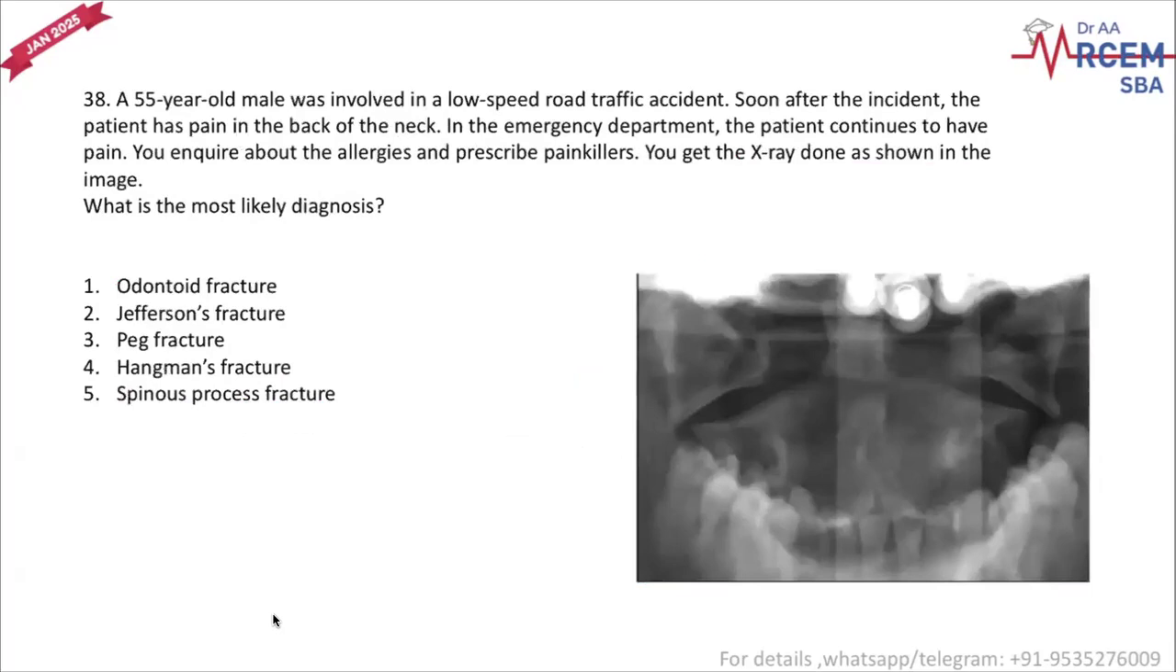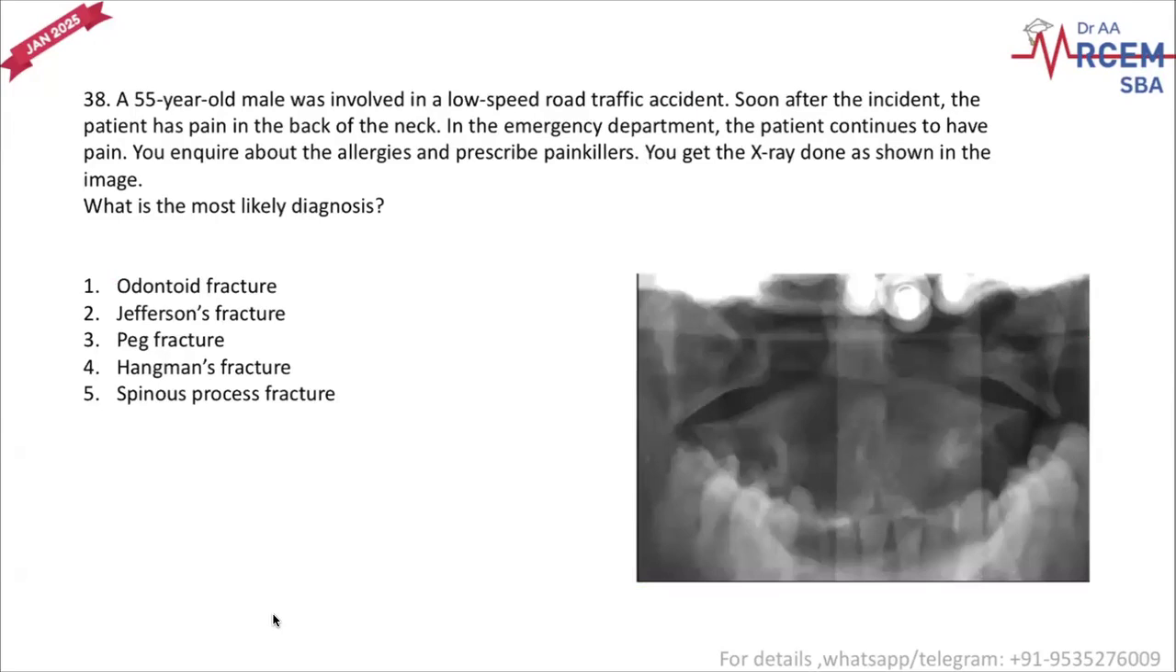A 55 years old male was involved in a low speed road traffic accident. Soon after the incident, the patient has pain in the back of the neck. In the ED, the patient continues to have pain. You inquire about the allergies and the prescribed painkillers. You get an X-ray done as shown in the picture. What's the most likely diagnosis?